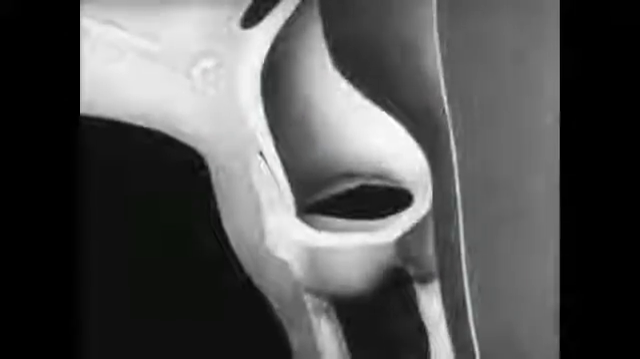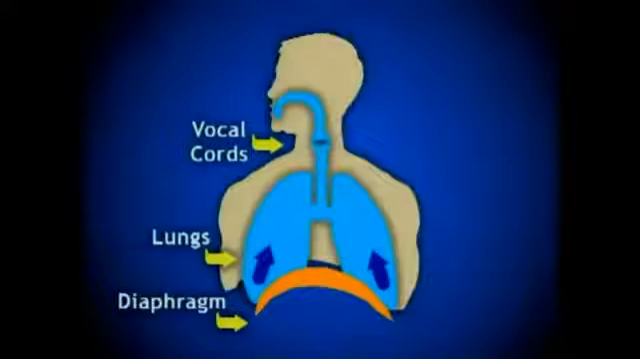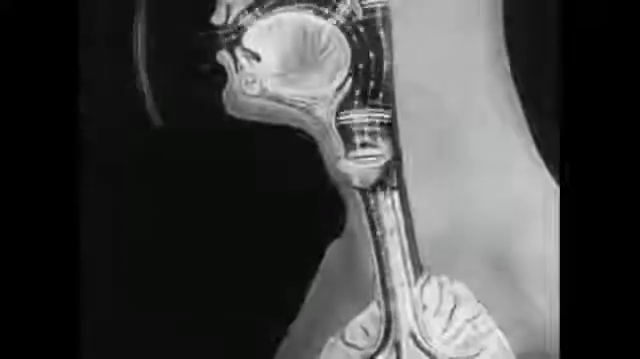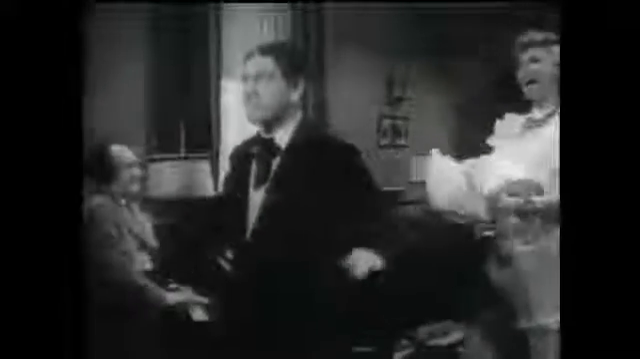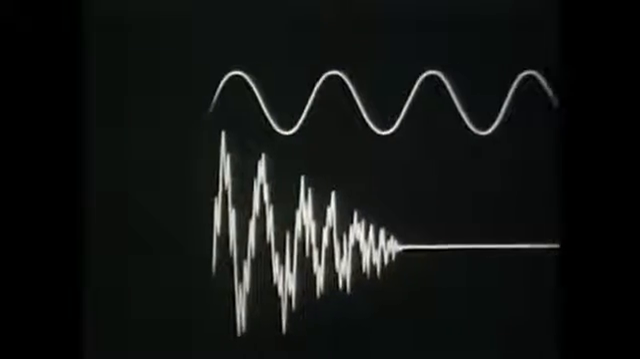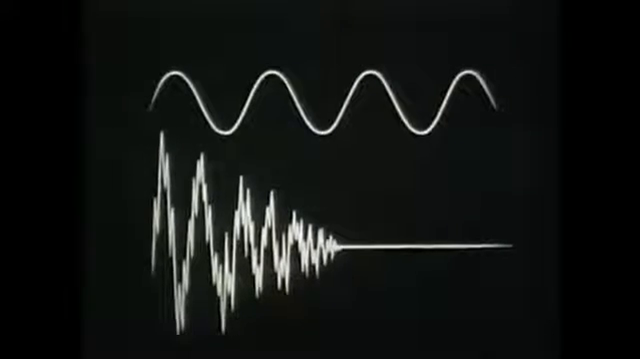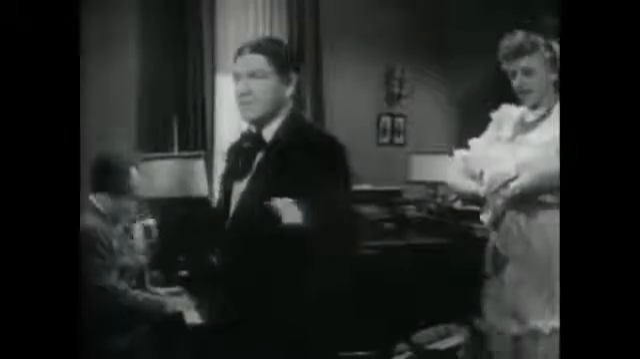Consists of two muscular strips called the vocal cords. As we force air up from the lungs, it causes the vocal cords to vibrate. This is the difference between a musical note and a noise. Music is a regular wave motion. A noise is an irregular mixture of many wave motions.